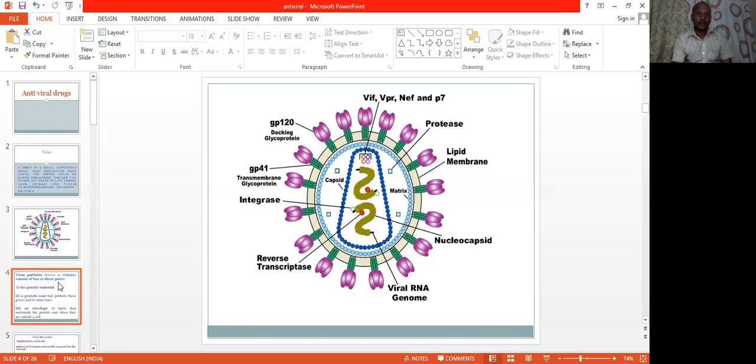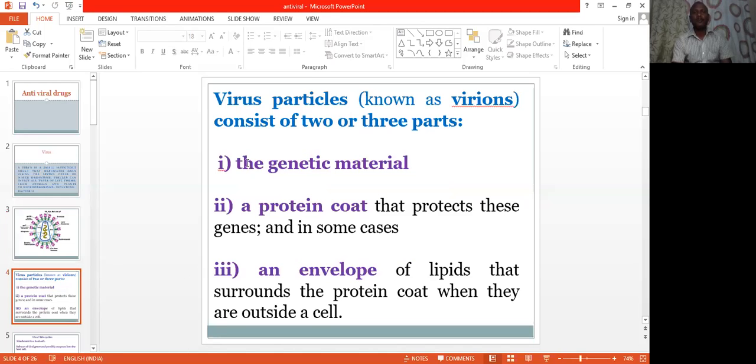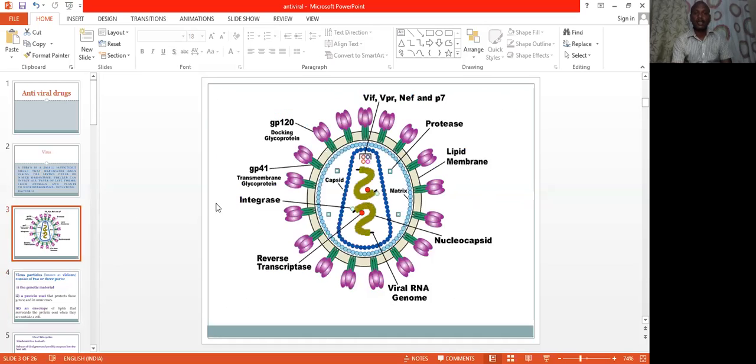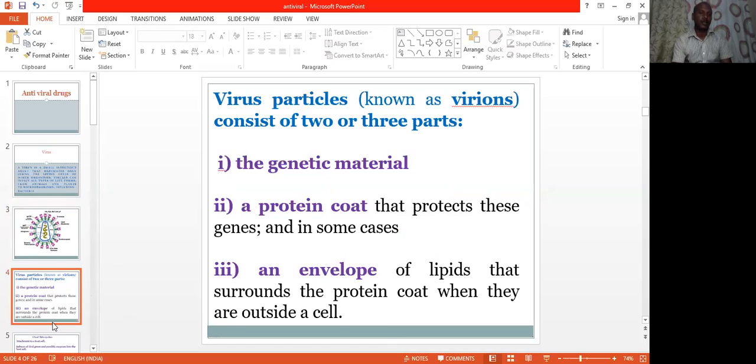And next, that is a virus particle. The main components of a virus particle, which you can also call a virion, are genetic material, that is one component, a protein coat, we have seen the capsid, and then the envelope, that is the lipid membrane. So these are the three things which are present. You can see in the slide, genome, genetic material, and some enzymes, a capsid, and a lipid membrane. So these are three components present.